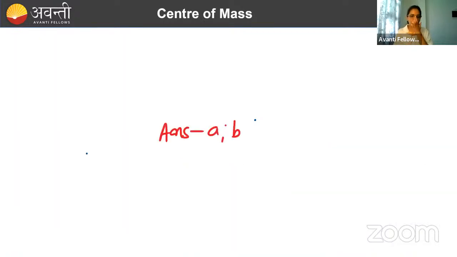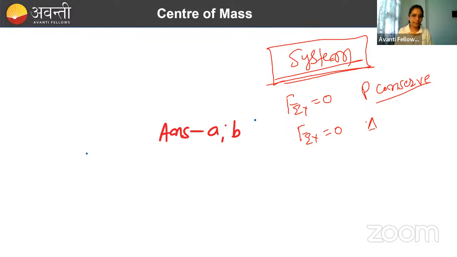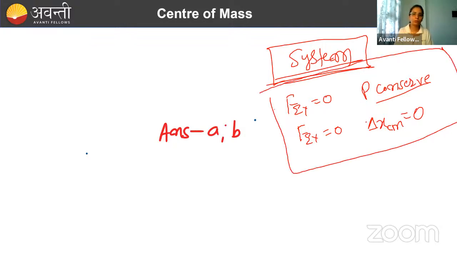So this question was a good question actually. We needed to discuss so many things. The first takeaway: identify the system carefully to make the question easier. Again, if F external is 0, momentum will be conserved. That was the very important thing. If F external is 0, then delta x CM will be 0: no shifting of the center of mass. These were the two important concepts you needed to apply here, and the third one was conservation of energy, which you have been doing since long.